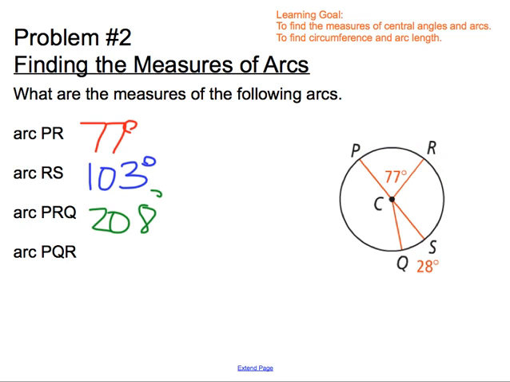And if we want the measure of arc PQR, we're going from P through Q all the way around to R. So we want this piece of the circle. So in this case, probably best to do 360 minus 77, which gives us an arc measure of 283 degrees.